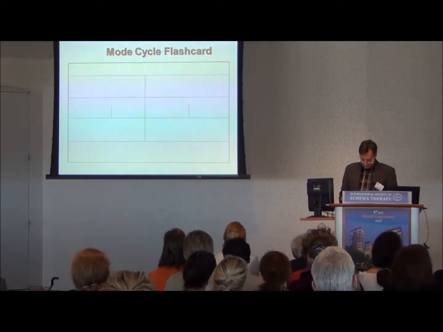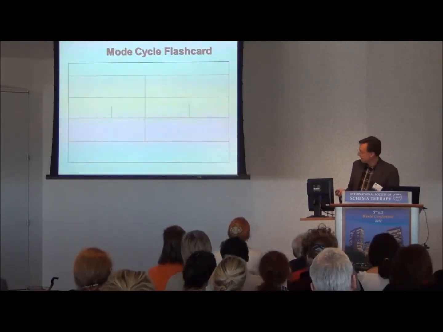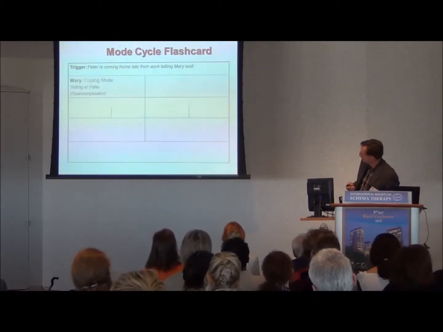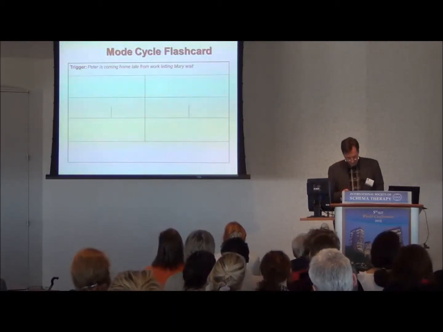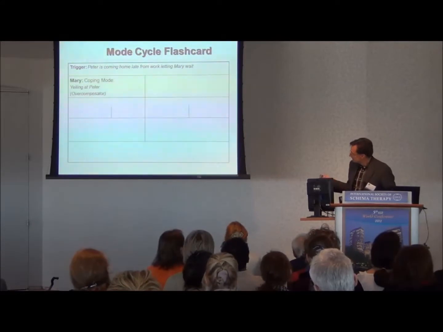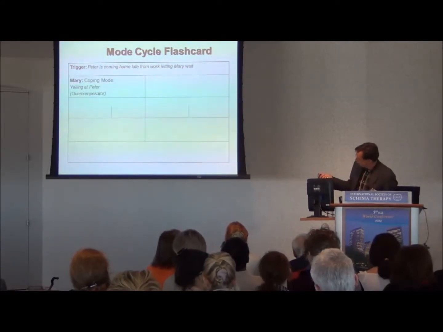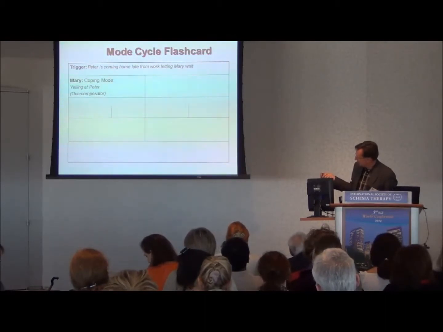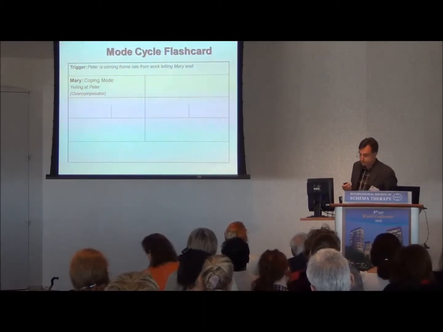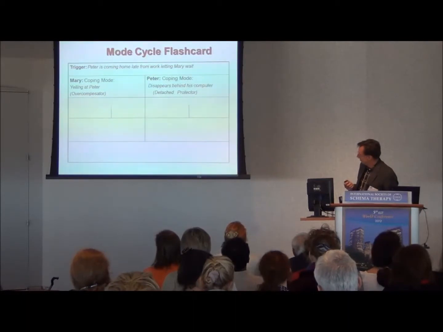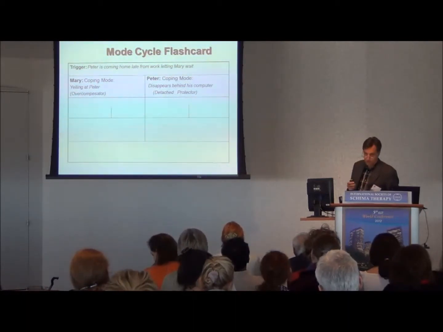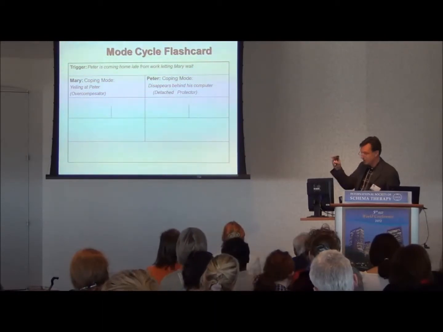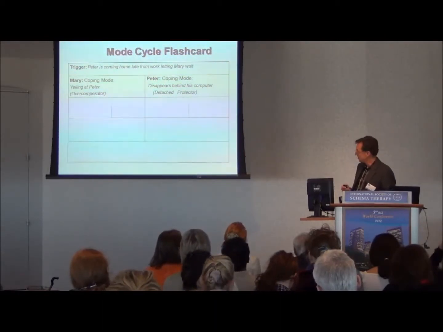Starting with the current trigger, Peter, I'll give you an example. Peter comes home late from work, letting Mary wait for more than 1 hour. Then you come to the predominant and obvious coping modes. Mary's coping mode is that she yells at Peter, which is an overcompensation. Peter is hiding behind his computer, which is a detached protector. Or he gets off after she started yelling, he goes into his office and hides behind his computer.